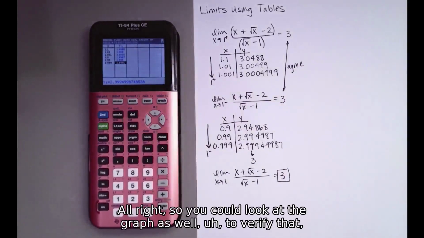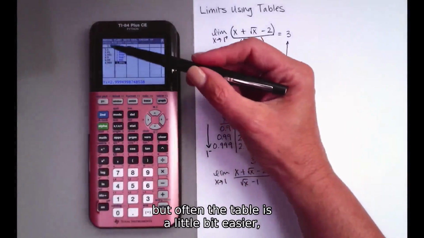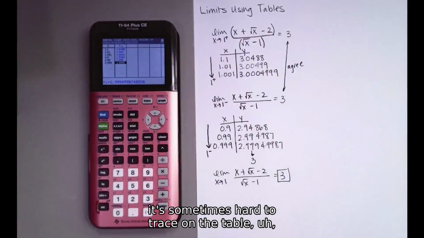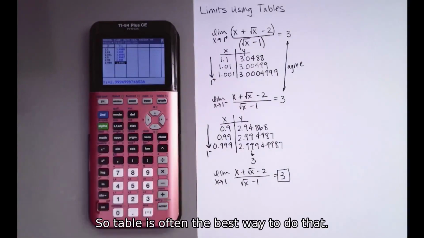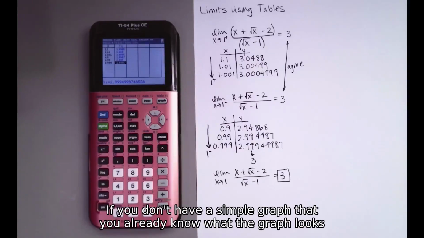All right, so you could look at the graph as well to verify that, but often the table is a little bit easier. It's sometimes hard to trace on the graph and get really close to where you need to be. So table is often the best way to do that if you don't have a simple graph that you already know what the graph looks like.